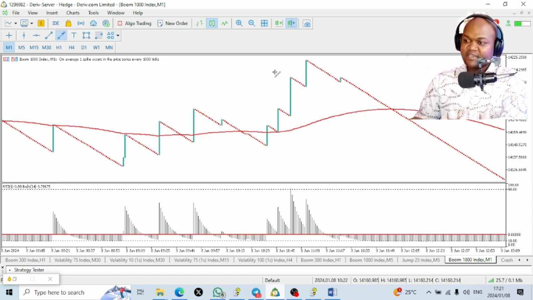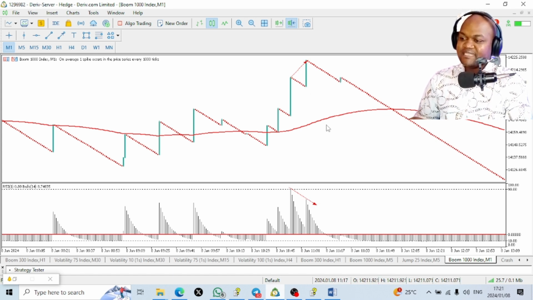A divergence will occur when the price is making higher highs, like what is taking place at this particular level. You can see the price is moving up. But what do we see on the oscillator? We see the oscillator moving downwards, the opposite way. So this is what we call a divergence. We're going to make use of this indicator using the divergence method.